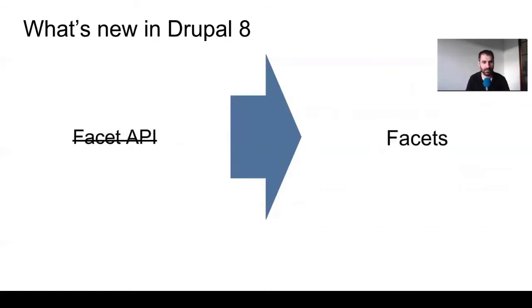And then another change, Facet API has been renamed to Facets. I have no idea why, it just has. That's one thing I noticed straight away. There must have been some architectural changes. Maybe they want to just rebuild everything from scratch, but yeah, that's been changed.